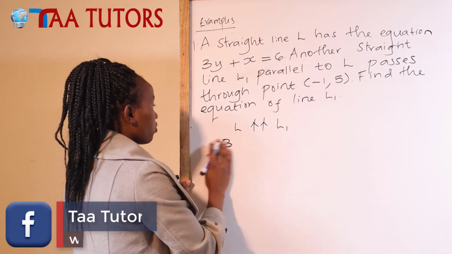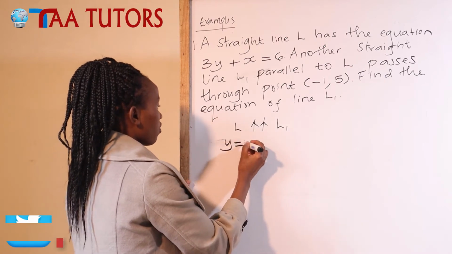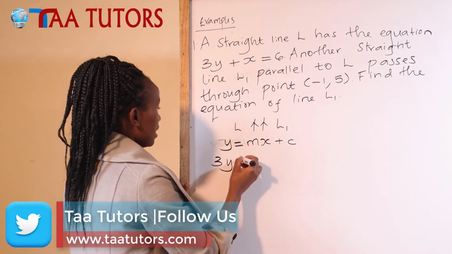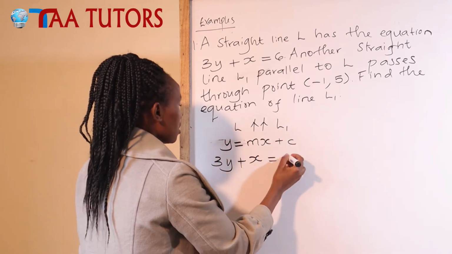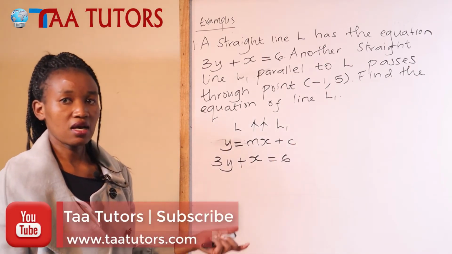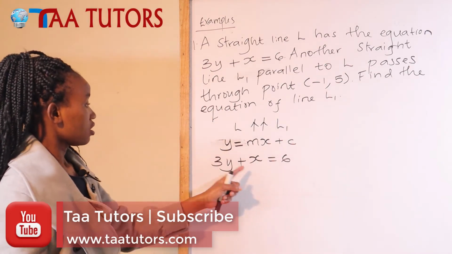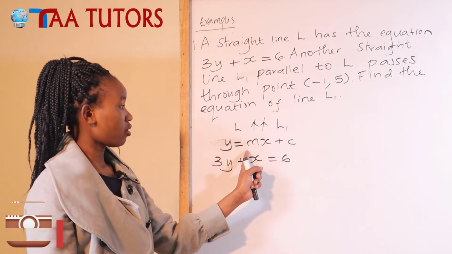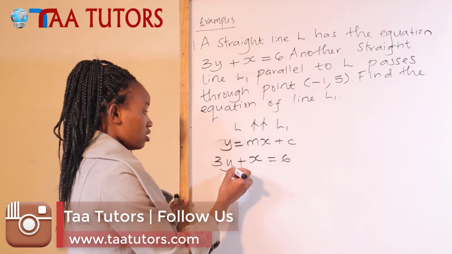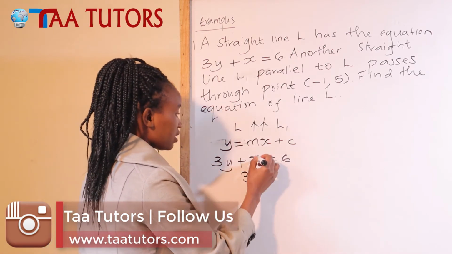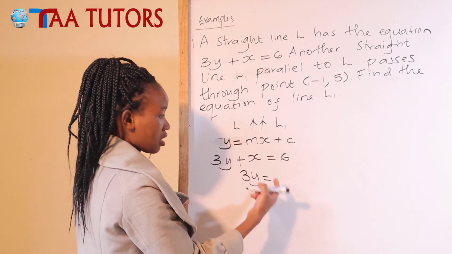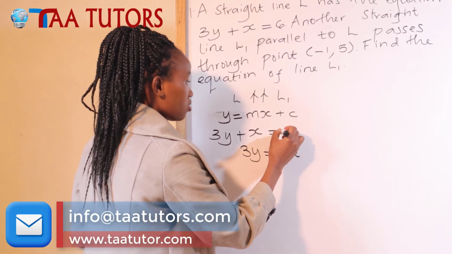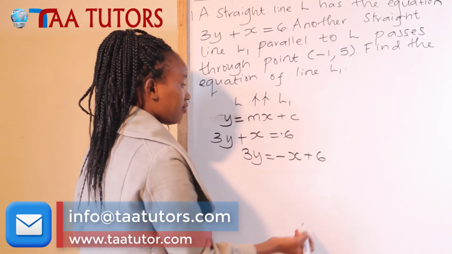How do we get the gradient when you are given the equation of a straight line? The equation of a straight line should be written in the form y equals mx plus c. Our equation of line L is 3y plus x equals 6. We need to write the equation of this line in the form y equals mx plus c. So 3y equals, we take this x to the opposite side of the equal sign. The sign is positive, so it changes to -x. So it will be -x plus 6.